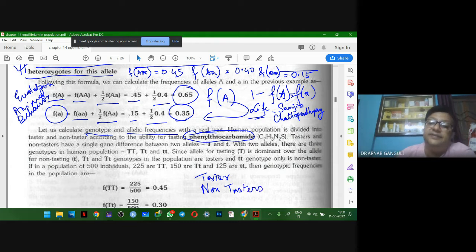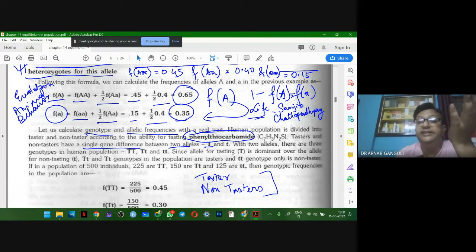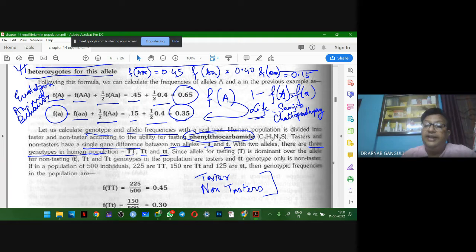The tasters can feel the taste. Non-tasters cannot feel the taste. And they have a single gene difference. The two alleles: capital T is for the tasters, and small t is for non-tasters. So as usual, there are three genotypes in the human population: capital T capital T, capital T small t, and small t small t. Now, capital T, like Mendel, is dominant over small t.